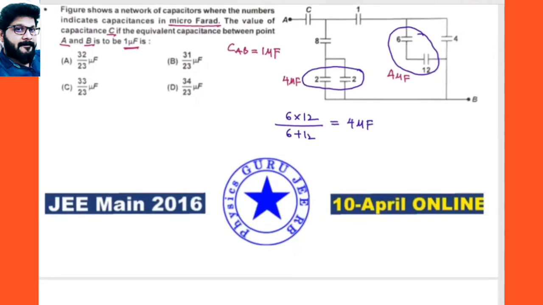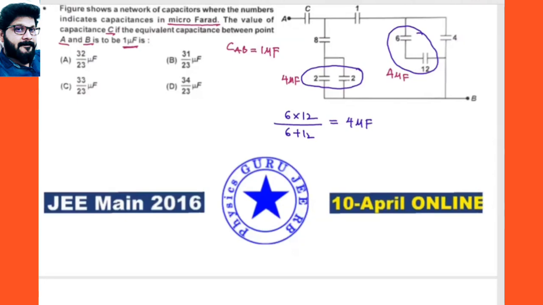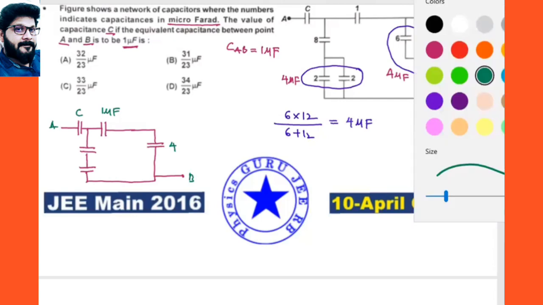Is it clear? Now we'll modify this circuit. Let me draw. This is nothing but 1, 2, right? Fine. So this is the circuit now. Let us write the values here. The first one is C as it is. This is A and B across. So 1 microfarad. Here we are getting 4 microfarads. 4 is there, and one more is attached here.